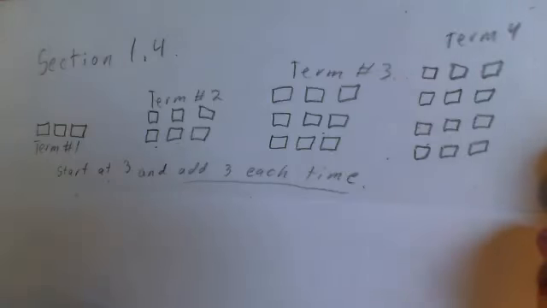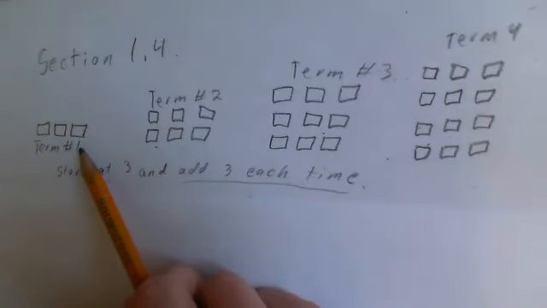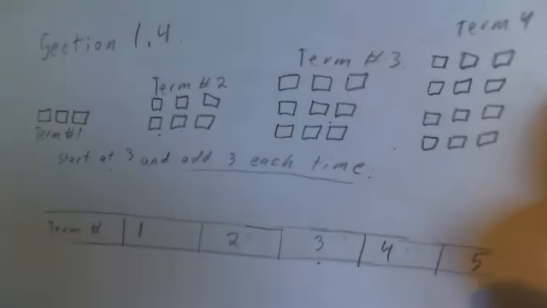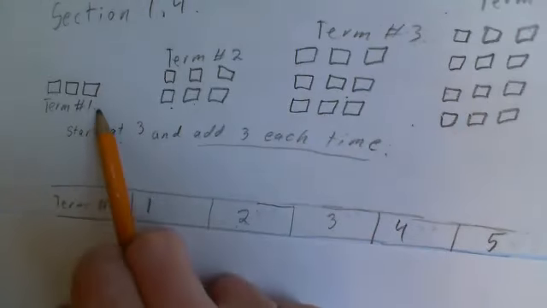Now, here's where it gets slightly more complicated, but not much. I have the term number here. So I can create a chart with term number as the first part of the chart. I'm going to record my term numbers across my chart. Here it is. Term number 1, 2, 3, 4, 5. That would be these spots right here. So how many blocks are in term number 1? You can see it's 3, right?